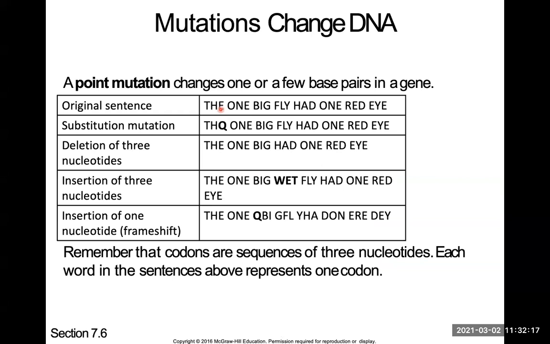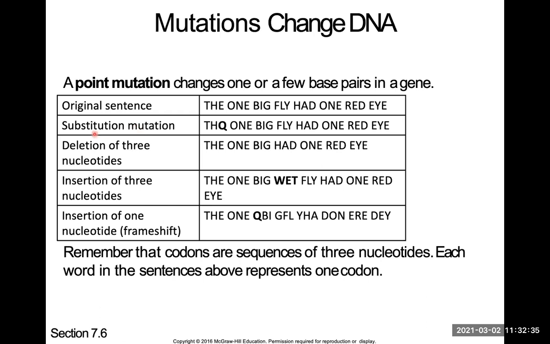So a point mutation, it's a small mutation. It's a few base pairs in a gene. So few base pairs change in a gene. So this is your original sequence. The one big fly had one red eye. That's your wild type. That's your original.